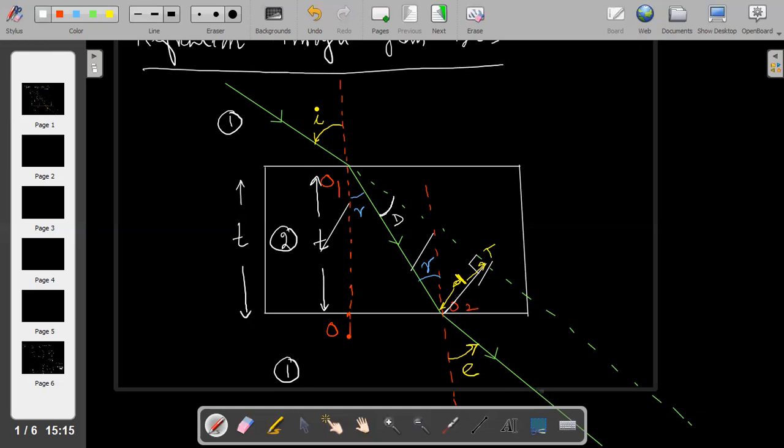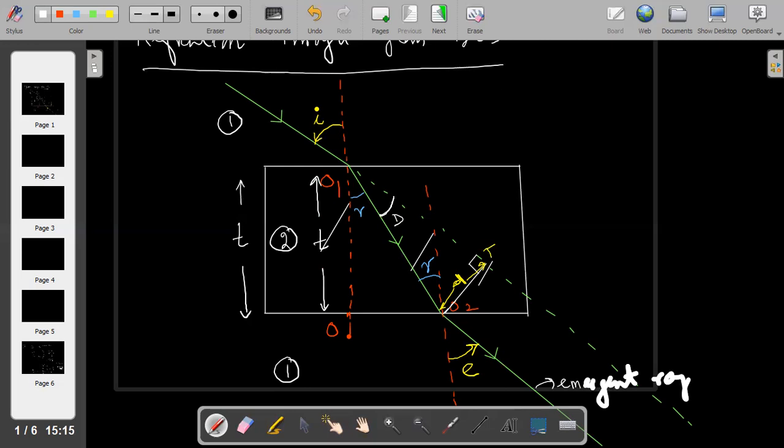Draw the diagram. Did everyone understand the diagram? This is the emergent ray. This ray is named emergent ray because after refraction it again moves to the same medium. Therefore, it is known as emergent ray.